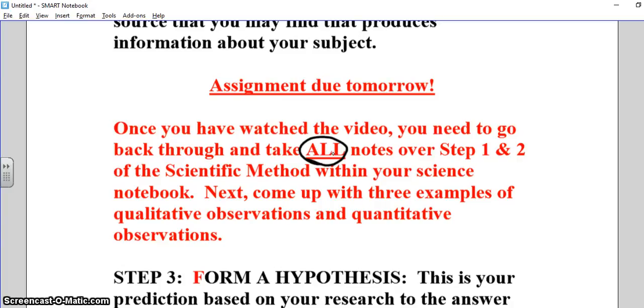All right, so complete this in your notebook. Make sure that you go back and you answer each part of this and bring it to class, and we will see you tomorrow.